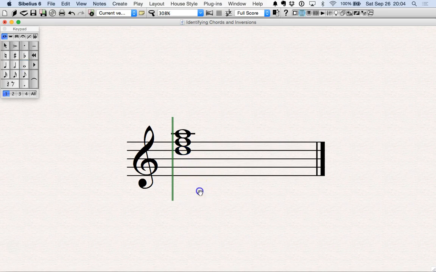So number three is, what's the inversion? Well, we had an A before, and now that we know that the root is D, and A was in the bass beforehand, we know that A is the fifth of this chord, so therefore it's in second inversion. So let's write that down. It's some sort of second inversion chord with the root of D, and let's take a look.